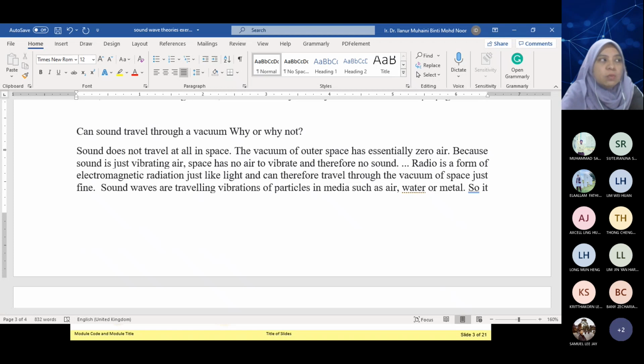Next. Can sound travel through a vacuum? Why or why not? Sound does not travel at all in space. The vacuum of outer space has essentially zero air. Because sound is just vibrating air, space has no air to vibrate and therefore no sound. So if you are asked, can sound travel through a vacuum? The answer is cannot.